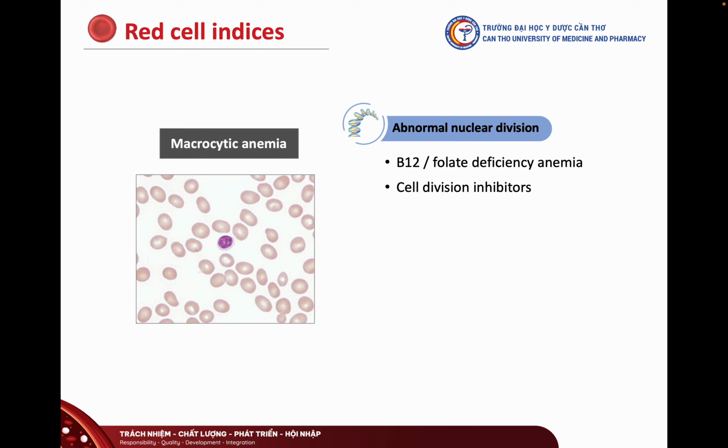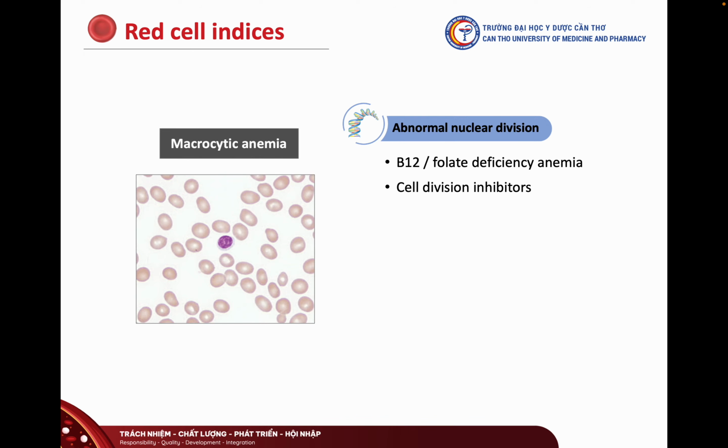So, to understand why defective nuclear division causes macrocytic anemia, we need to look back at how our red blood cells develop in the bone marrow. During erythropoiesis, immature red cells, erythroblasts, go through several rounds of cell division while also synthesizing hemoglobin. And this process requires the balanced growth of the nucleus and the cytoplasm.